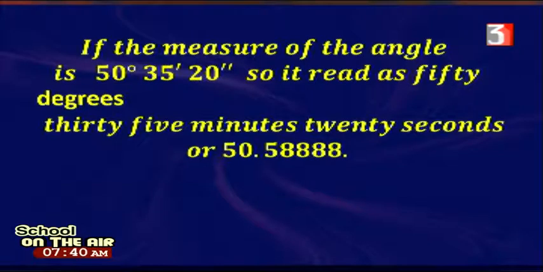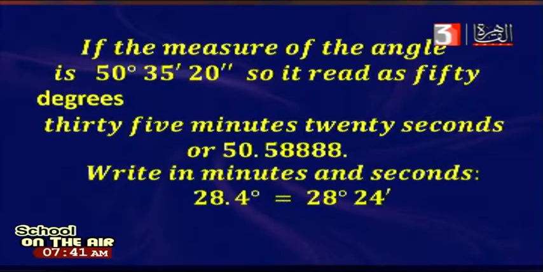You are going to press 50 degrees, 35. Instead of minutes, you are going to press the button degrees also, 20 degrees also instead of seconds, and then press equal. So you are going to obtain a result in the decimal form, which is written as 50.58888.